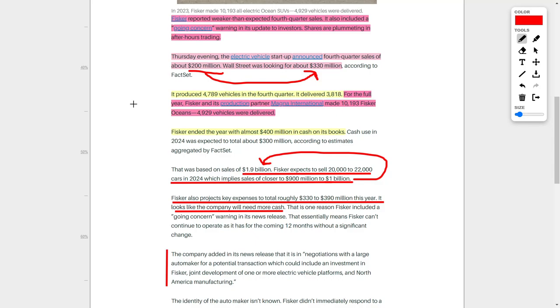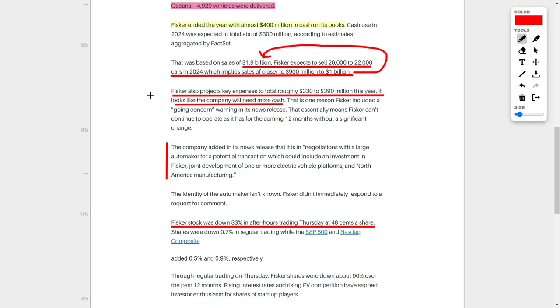Lastly, you should know that Fisker has around $400 million on their books right now, which could be looked at as good news. But there is a big problem here, because Fisker also projects that their key expenses for the next year are going to be around $330 to $390 million. Therefore, the company is going to have to raise more cash or completely go out of business, and only time will tell. This is one of the reasons why Fisker stock was down around 33% during after-hours trading, to where now they only trade at 48 cents per share.